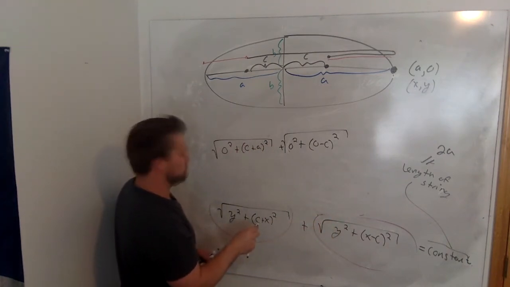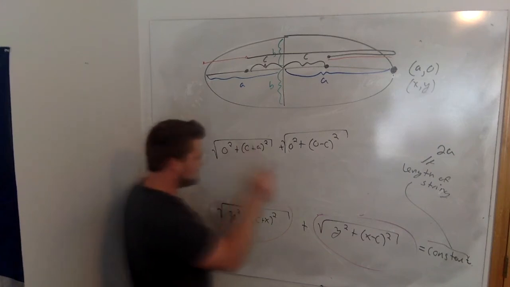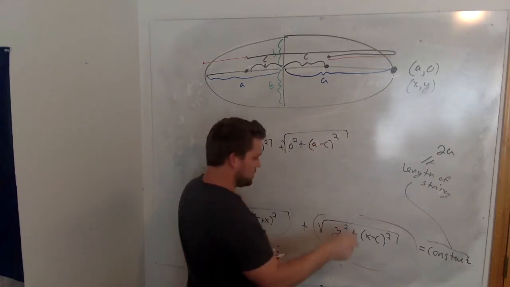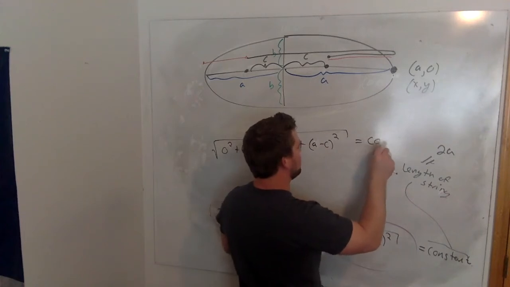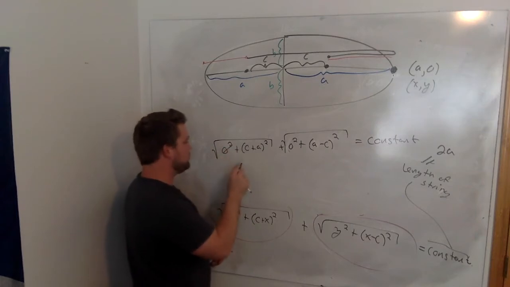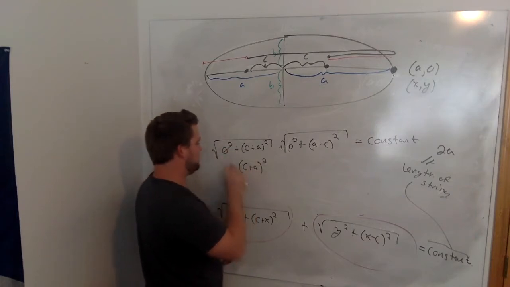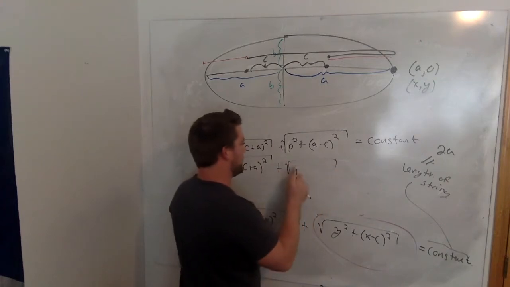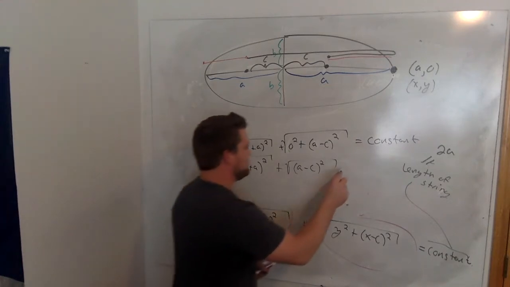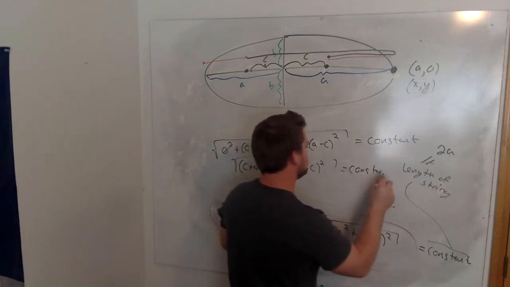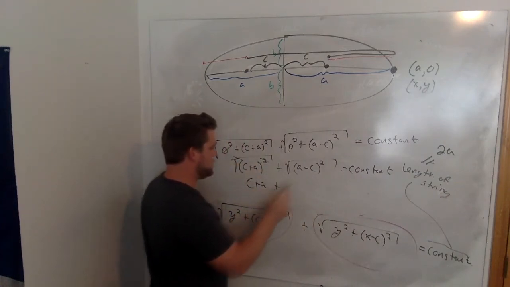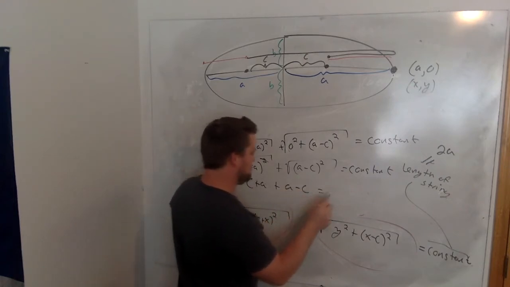Yeah, our x is a. Everything's good here. Okay, and that's got to be equal to the constant. So what happens here? Well, the y terms are 0. So we have the square root of (c plus a) squared plus the square root of (a minus c) squared. This is going to be equal to the constant. These square roots get rid of the squares, so we just get c plus a plus a minus c would be equal to the constant.